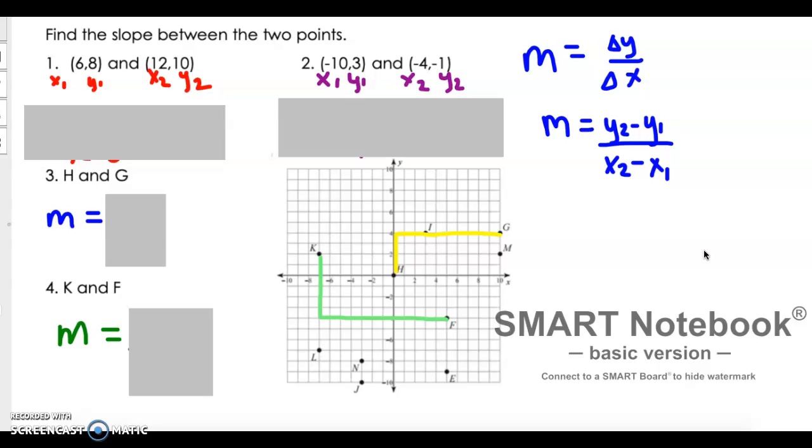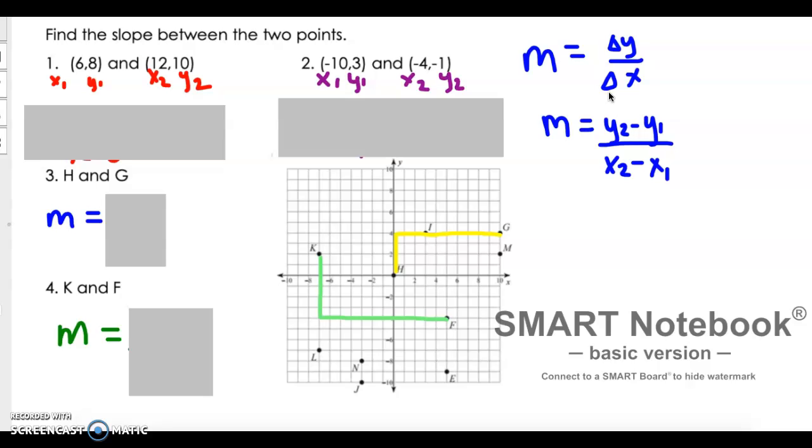So for 1 and 2, we're going to have to use something called the slope formula, which you should remember from Algebra 1. So the slope formula says that m, remember m is the variable that represents slope, is equal to y2 minus y1, that's your change in y, over x2 minus x1, that's your change in x. And remember this little triangle symbol here, this delta symbol, that means the change in.